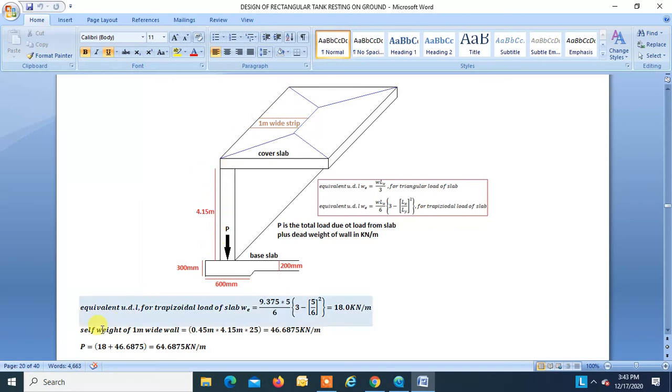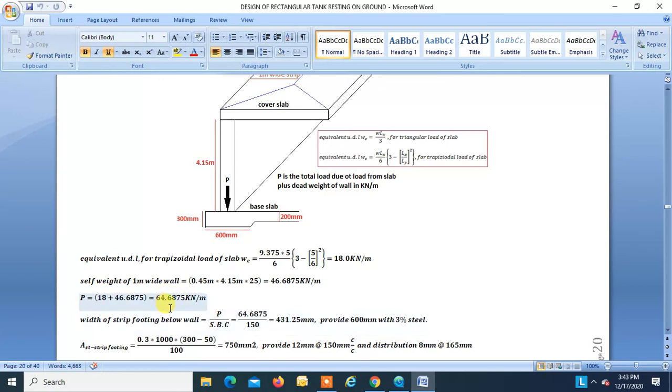Now the self weight of this wall is equal to 46.6875. So this P is this plus this, that is 64.6875. We know P divided by SBC will give us the width. So the required width of this strip footing is 431.25, but the thickness of our wall is 450. So what we will do, we'll just give 75, 75 projection on both sides and make our strip foundation width equal to 600 and depth 300. This has been checked and found to be okay in shear.